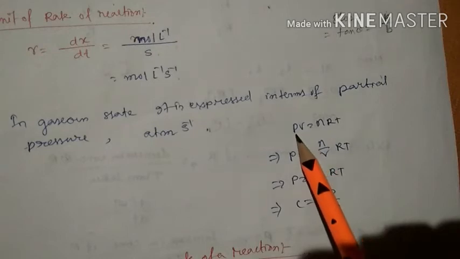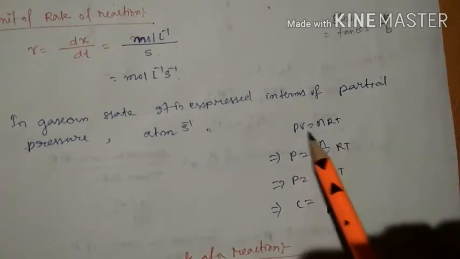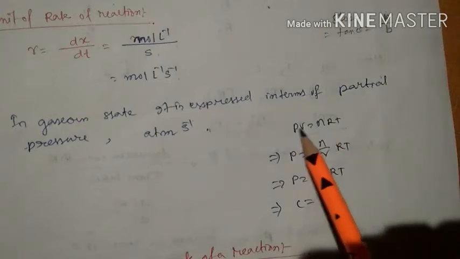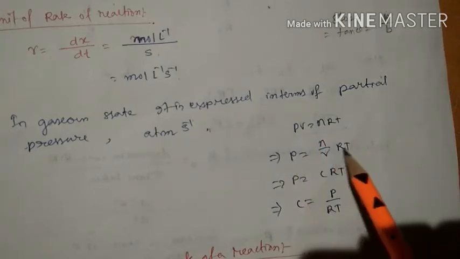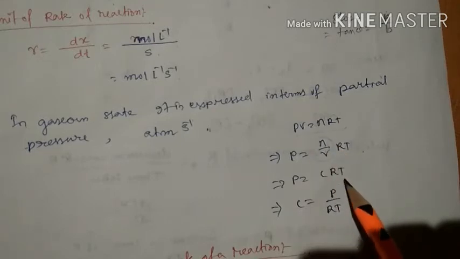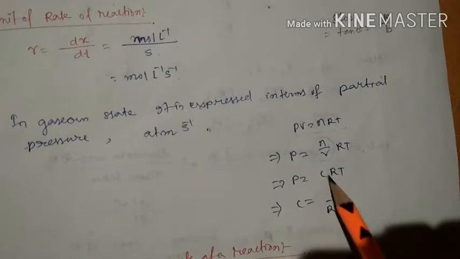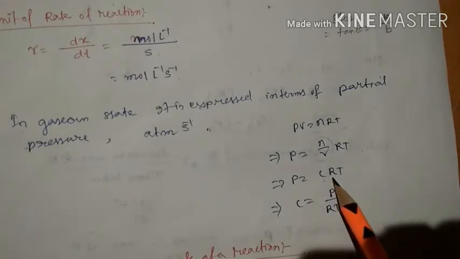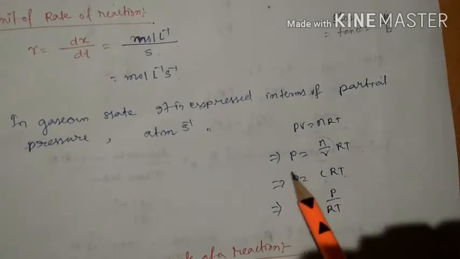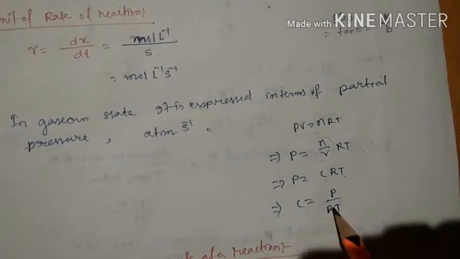Since we know for gaseous state PV equal to nRT, the ideal gas equation, then P equal to nRT by V, so P equal to (n/V)RT. Now n/V is the concentration of a particular gas. Therefore P becomes CRT. C is the concentration, R is the gas constant, T the temperature, and P is the partial pressure. Then C becomes P by RT. Since RT is constant, you can say C is proportional to P.